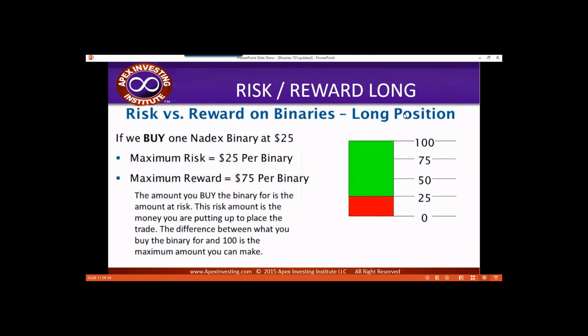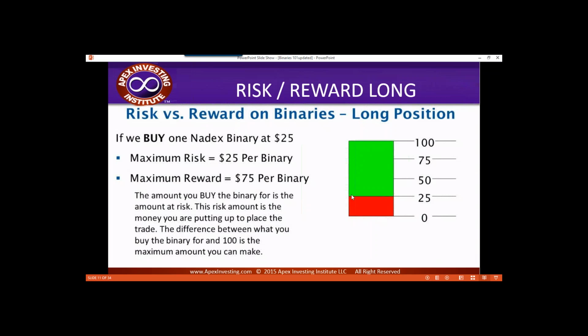On the buy side, when we're buying or going long, whatever we buy the binary for, that's the amount of money that we're putting up out of our account. That's the amount of margin we're having to put up. That's the amount that we're putting into the trade. And the amount that we buy a binary for is our maximum risk. We cannot lose more than what we put in to buy a binary for. So if I buy a binary for $25, that is my maximum risk, my capped risk. I cannot lose any more than that.